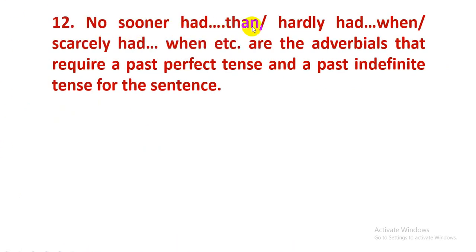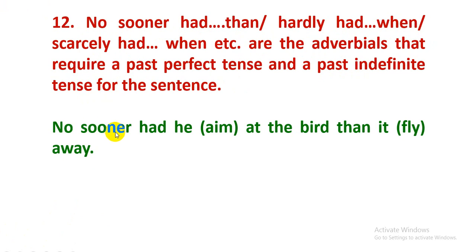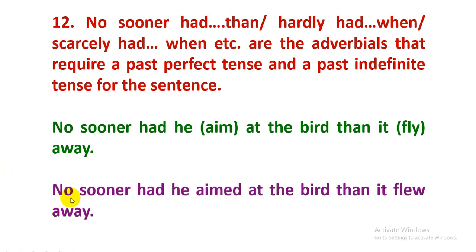No sooner had than, hardly had when, scarcely had when, etc., are the adverbials that require a past perfect tense and a past indefinite tense for the sentence. No sooner had he aimed at the bird than it fly away. Example: no sooner had he aimed at the bird than it flew away.